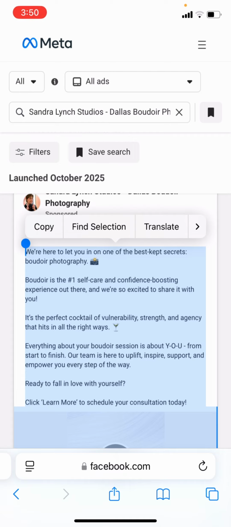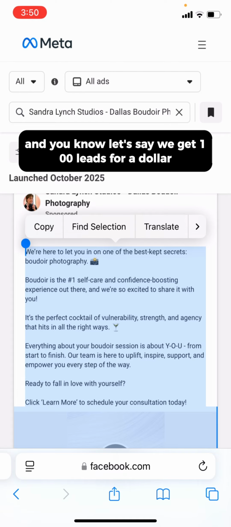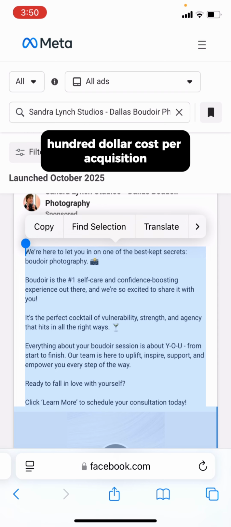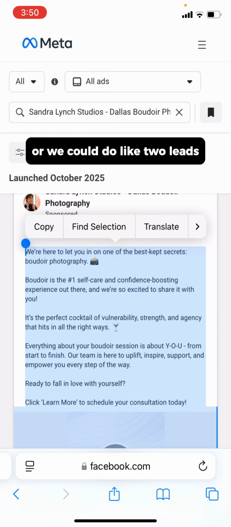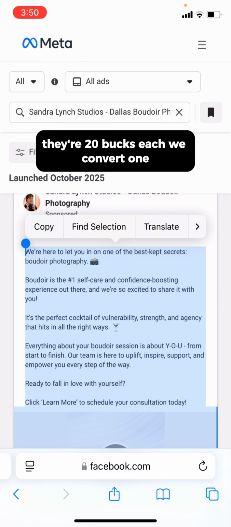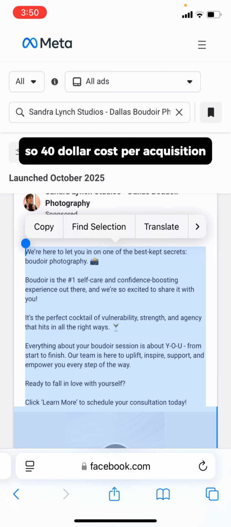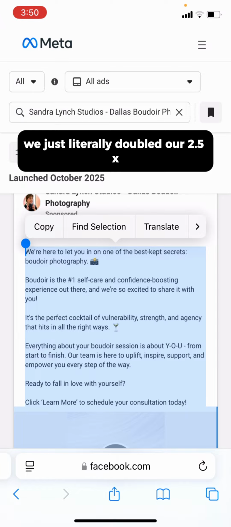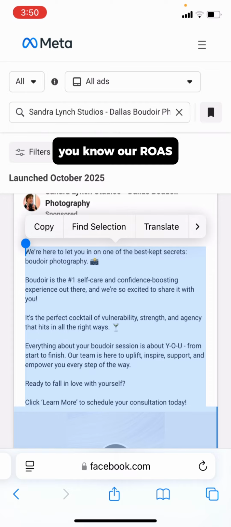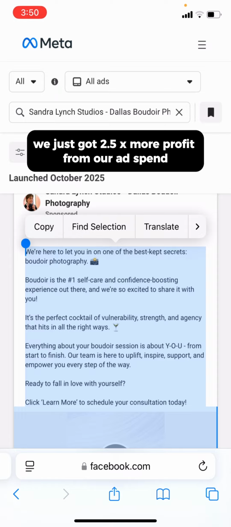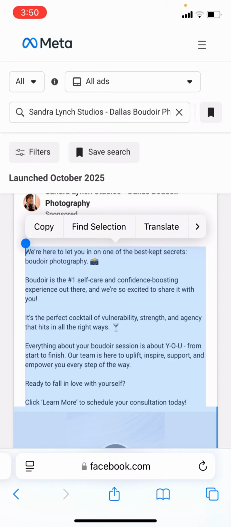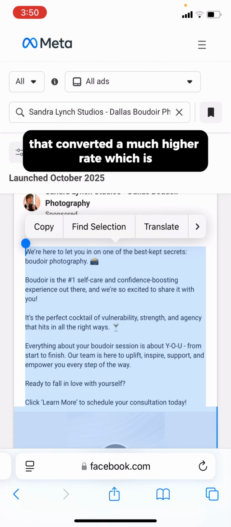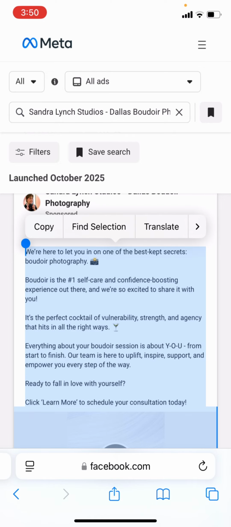So let's say we get 100 leads for $1, and we get one sale: $100 CPA, $100 cost per acquisition. Or we could do 2 leads, they're $20 each, we convert one. So $40 cost per acquisition. So we just literally doubled, or 2.5x'd, our ROAS. We just got 2.5x more profit from our ad spend by getting more expensive leads that converted at a much higher rate, which is getting our ads in front of buyers.